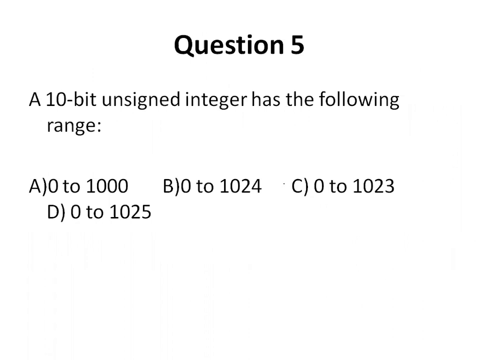Right. So next, a 10-bit unsigned integer has the following range: A, B, C, D. Which one is the correct option? Now my integer is a 10-bit integer, unsigned type. So what is the range of values for my 10-bit unsigned integer?